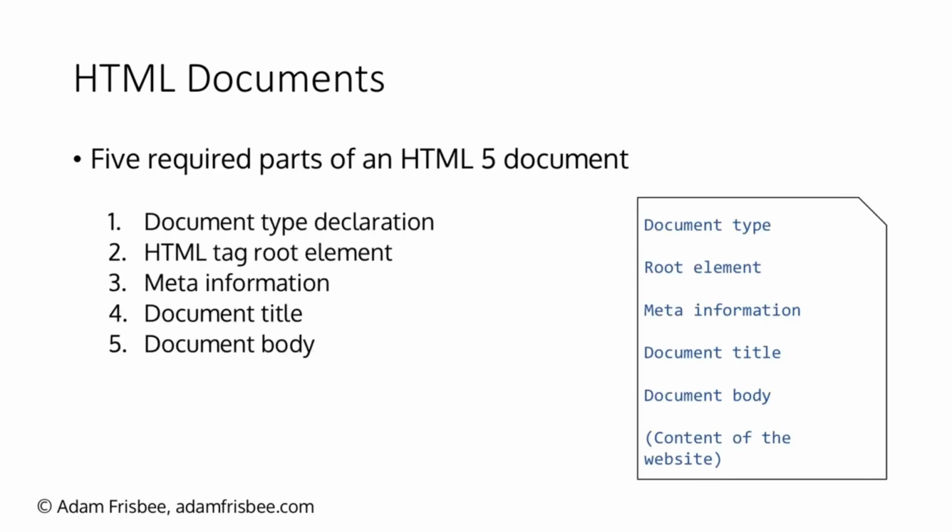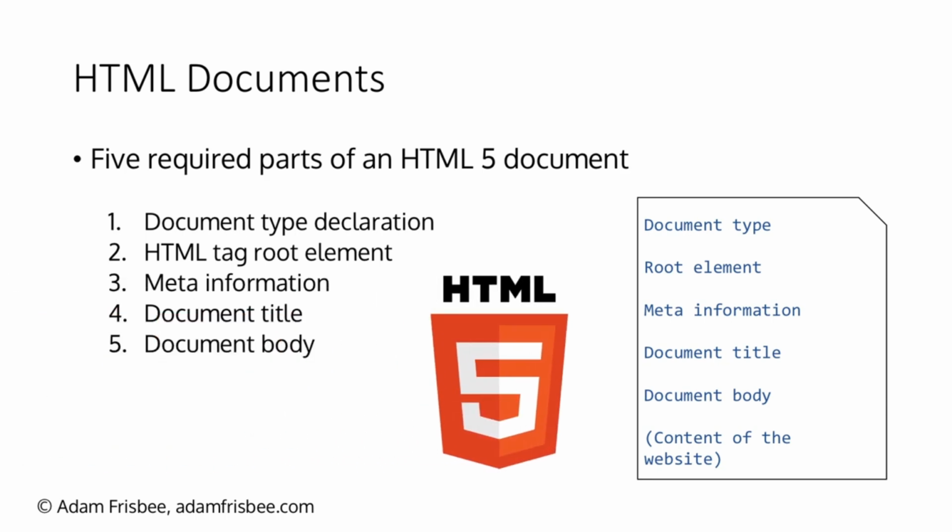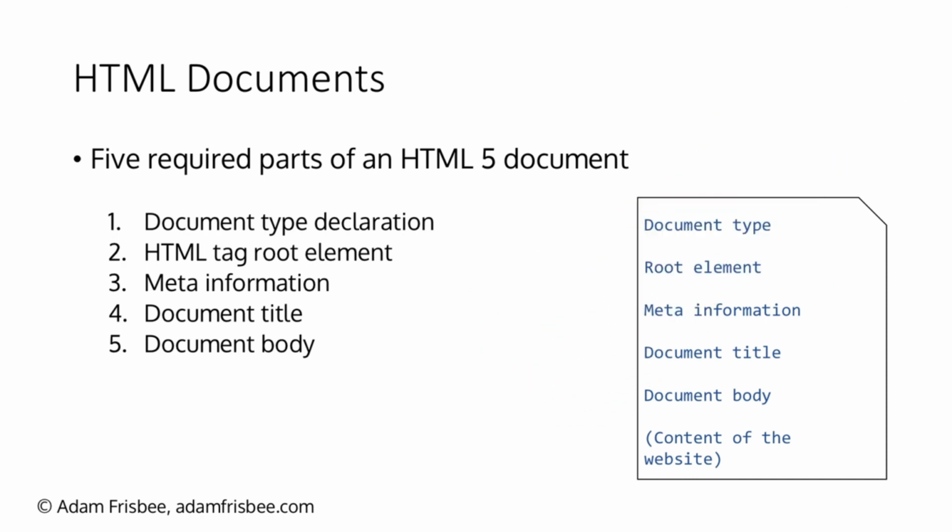There are 5 required parts of an HTML5 document. HTML5 is the current version of HTML. The first part is a document type declaration. This is telling the browser to expect an HTML document. The second part is an HTML tag root element.